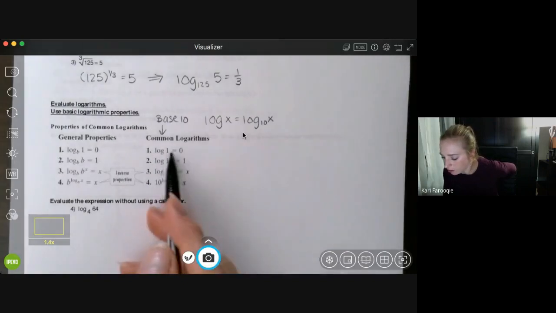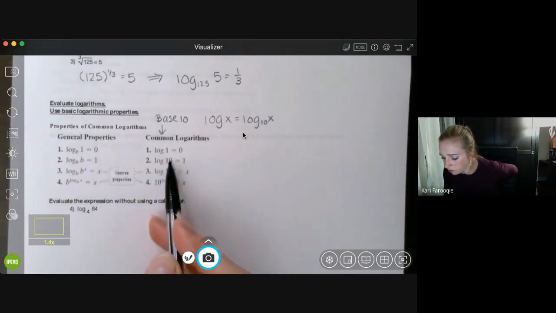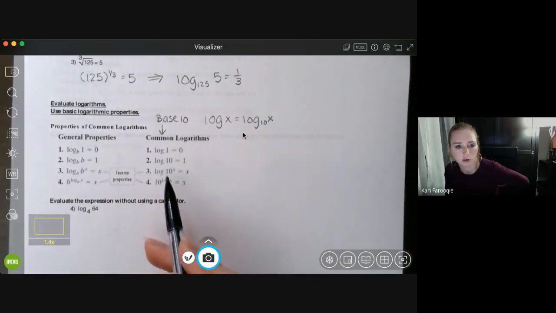All right, so log of 1 is 0, log of 10 is 1. That's because 10 to the first equals 10. If you don't like this and you want to write a base on it, sometimes I write bases on them anyway because I just find them easier to work with. That's fine. Put a base on it, but you might not have it displayed with one.